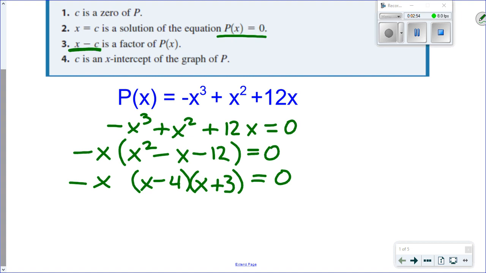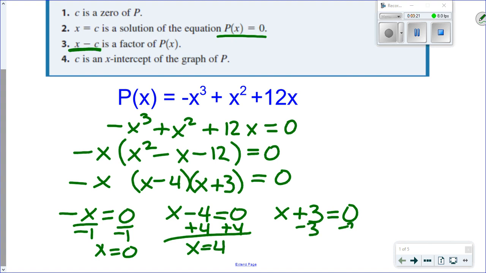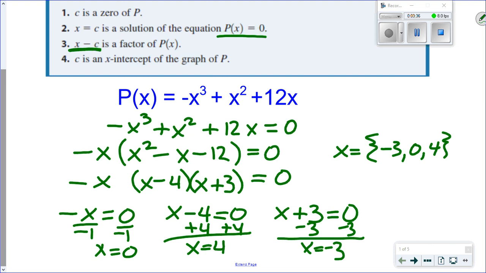We have our factors. So to find the solutions for x, we're going to set each factor equal to 0 and solve for x. Here I would just divide by negative 1, but 0 divided by negative 1 is still 0. Here I would add 4 to both sides, and we get x equals 4. And then here I would subtract 3, and we get x equals negative 3. And then, of course, we could use set notation to represent all these zeros. So we were able to go from factors to solutions where c is also a zero of the polynomial.